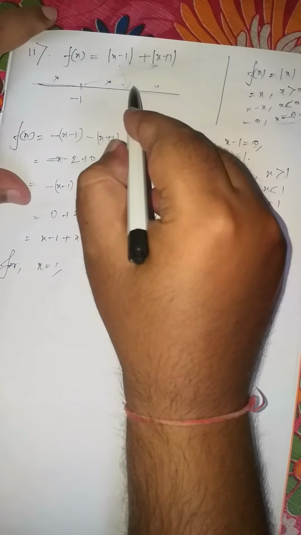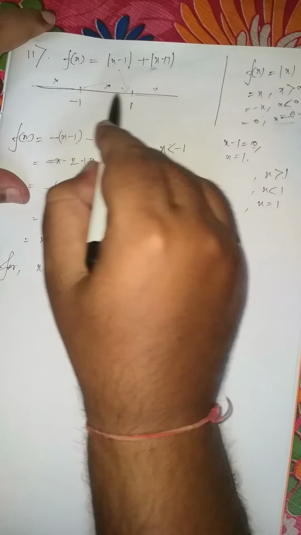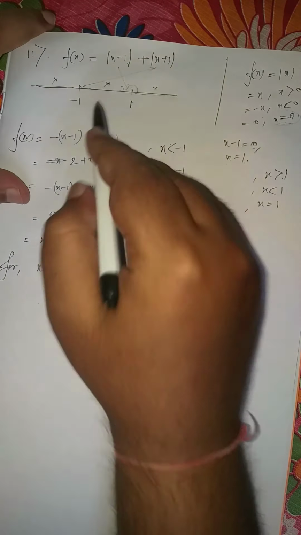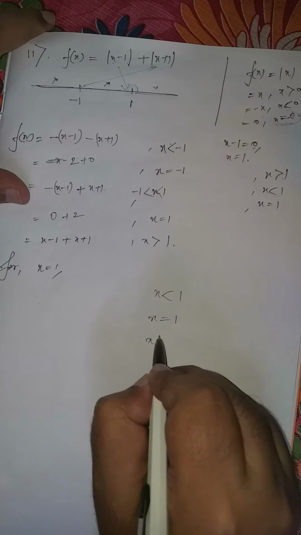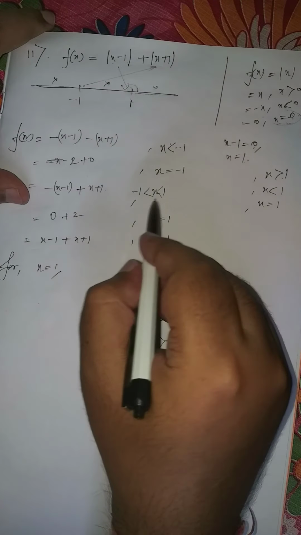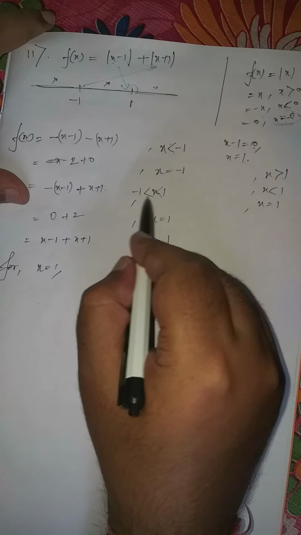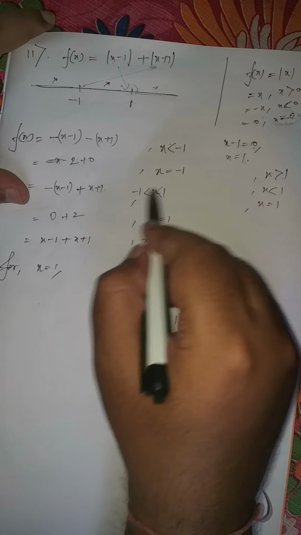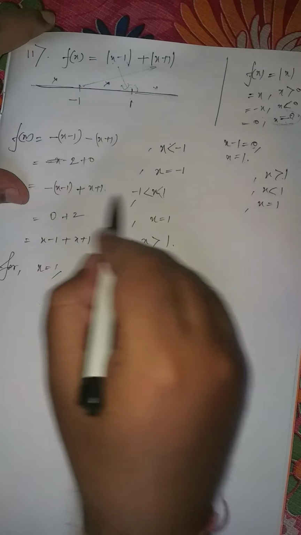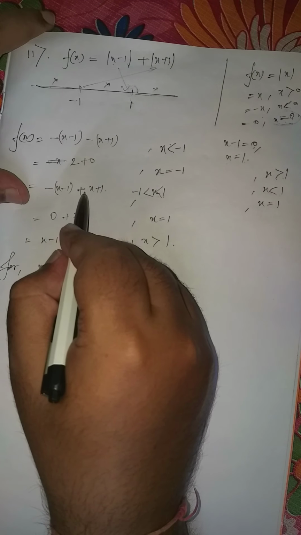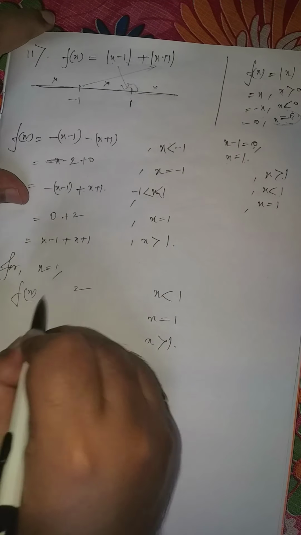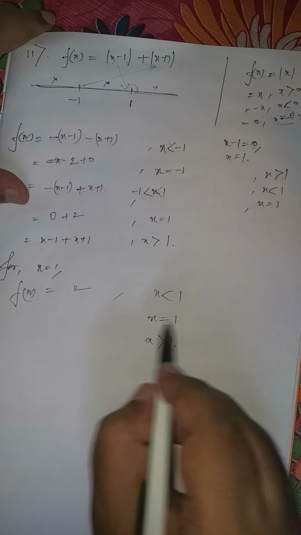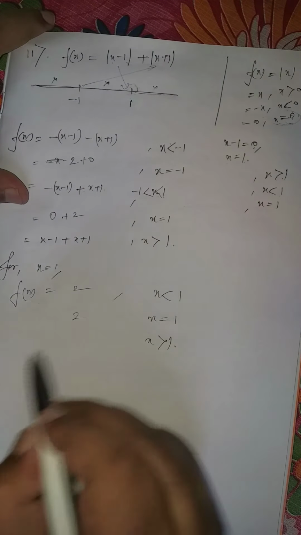For 1, you are interested in 1. So there will be only 3 regions: for x less than 1, for x equals to 1, and for x greater than 1. For x less than 1, the function is what? See, for 1, forget about minus 1 now. For 1, the function is minus x plus x, that is 0 minus minus 2. The function is 2 here. f(x) is 2. For x equal to 1, again the function is 2.